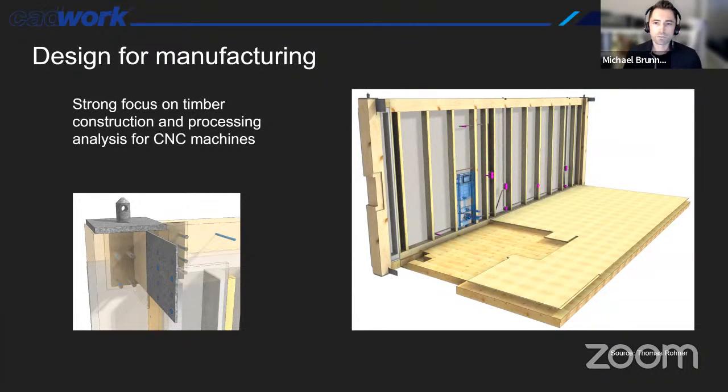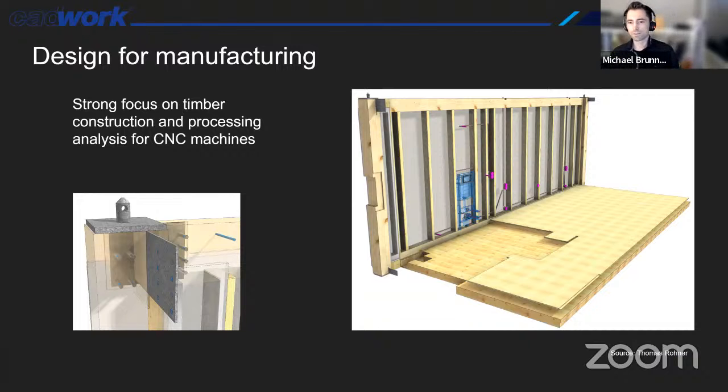In Cadwork 3D, we have a strong focus on timber construction and processing analysis for CNC machines. It means all manufacturing specific requirements, as well as installations like MEP and so on, must be taken into account during 3D modeling. All production relevant requirements must be taken into account due to the high level of prefabrication in wooden construction.